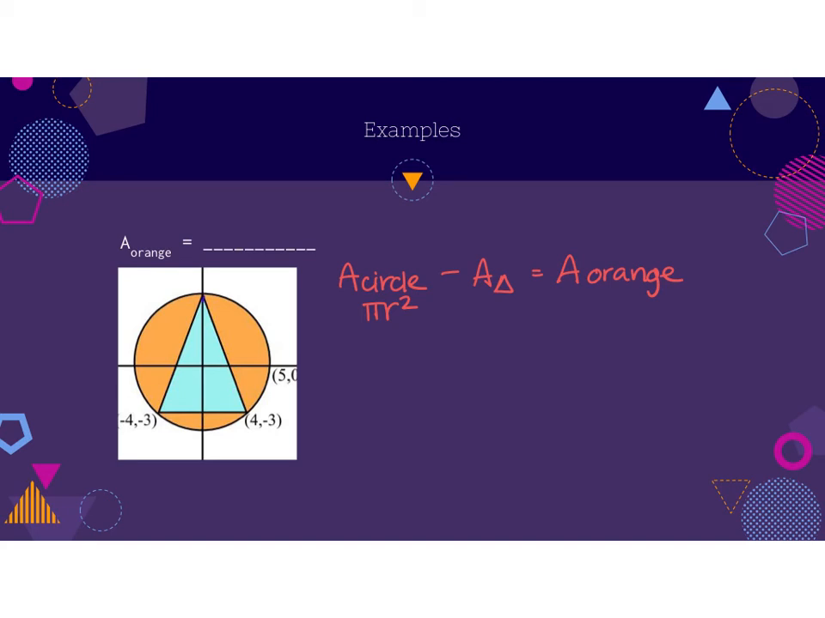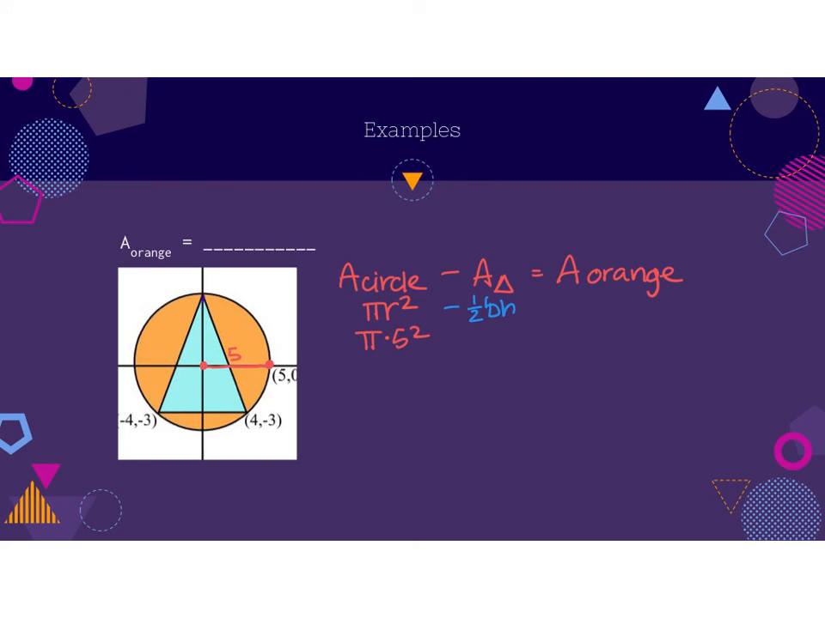If I look at my circle, I can see here's the center at 0, 0. And I can use this radius, this point it tells me is at 5, 0. So the radius is 5. So pi times 5 squared. Now if we move over to the triangle, we know that the area of a triangle is 1/2 base times height.